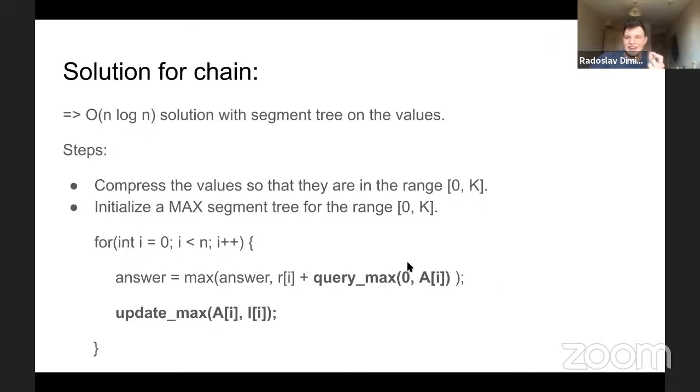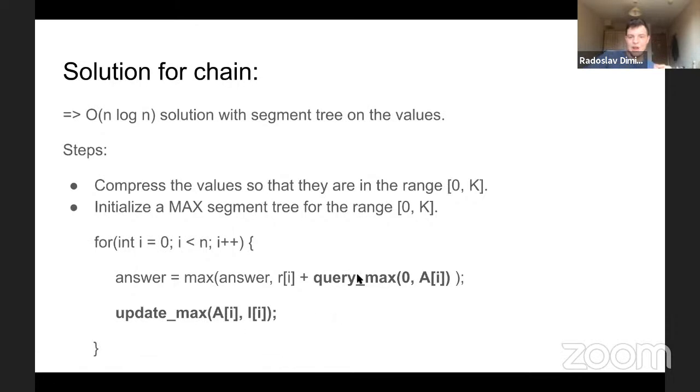Basically, this segment tree will be a max segment tree where every leaf will contain a value which is the largest possible left_i such that it ends on a_i. So in other words, after we have computed this candidate, we would update the segment tree at position a_i with the l_i.